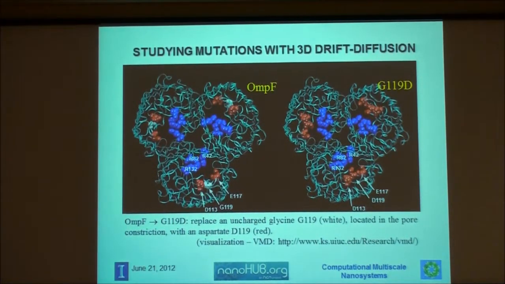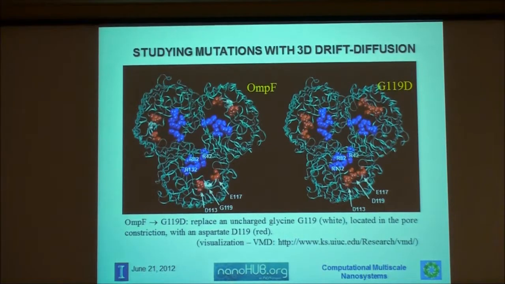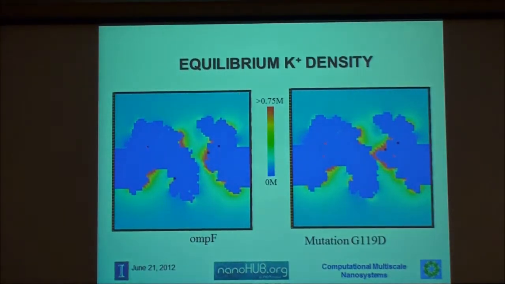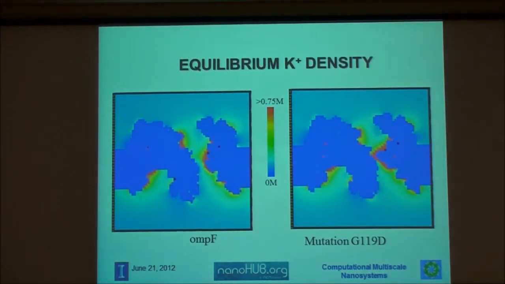Even with a Monte Carlo model, this is very hard to do because you need to do a lot of simulations. And continuum is actually a very fast way to do it. You can do it in an hour or so. This is a cross-section of the channel, which shows you what happens in the size. So you make a mutation, the channel gets a bit smaller. Okay? And the question here is, when you make a mutation, you change the size of the channel. You also change the local charge.